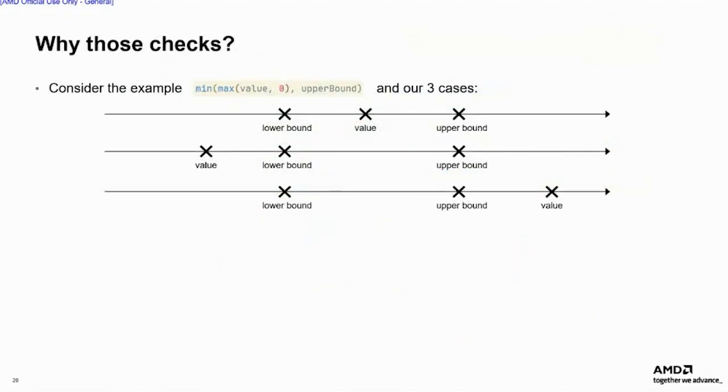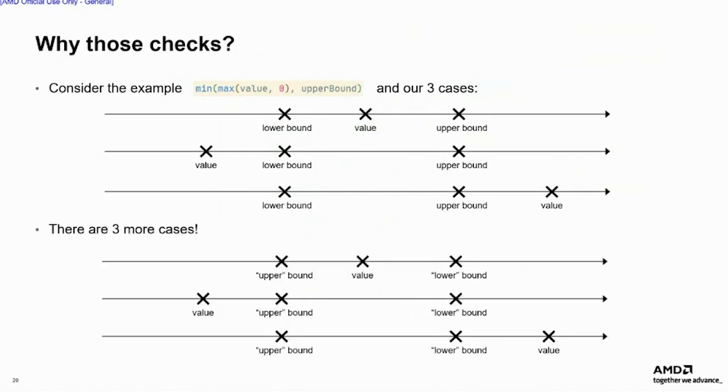So why do we have these checks? We have these three cases where the median always works. But there's actually three more cases that we left out. That is, if the upper bound is actually lower than our lower bound. So they're kind of swapped.